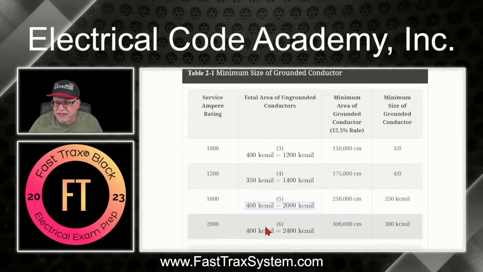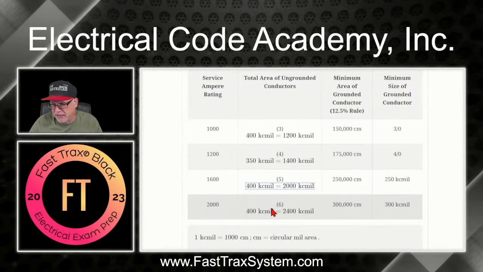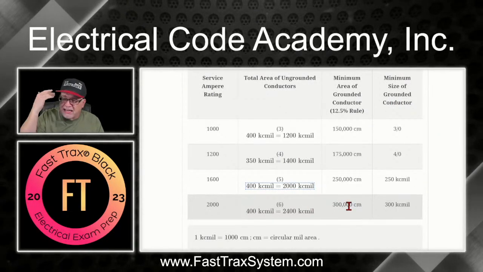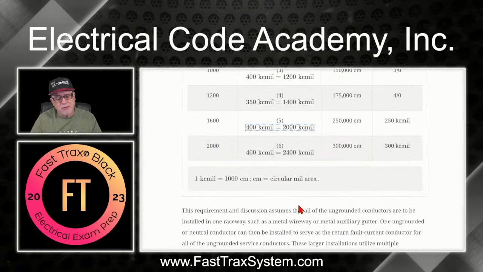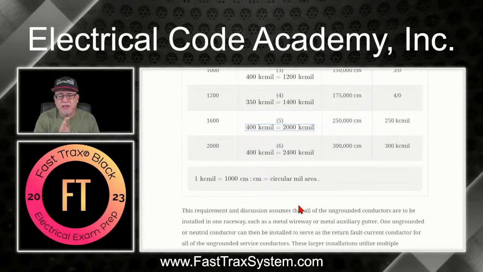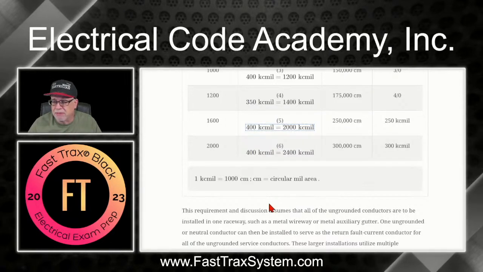And of course, you do the exact same thing for the 2,000 and 6 sets. Same concept. And this one, you don't need to go anywhere, because that equals 300,000, and you know that's 300,000 circular mil. That type of scenario. All right, pretty straightforward, right? So when you're doing a single raceway, pretty easy, pretty straightforward, not too awful complicated.